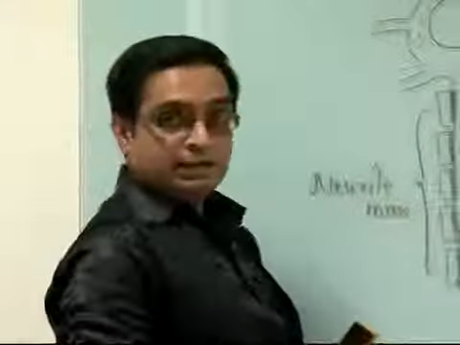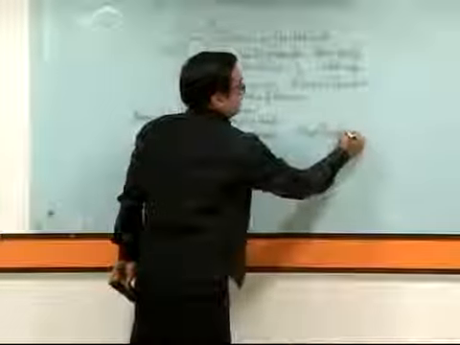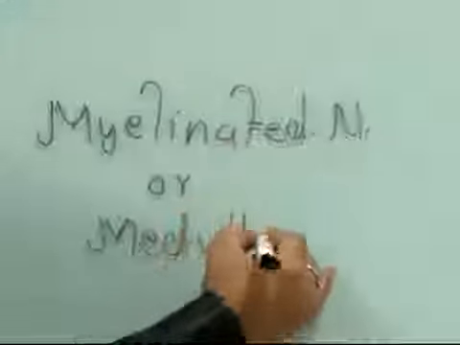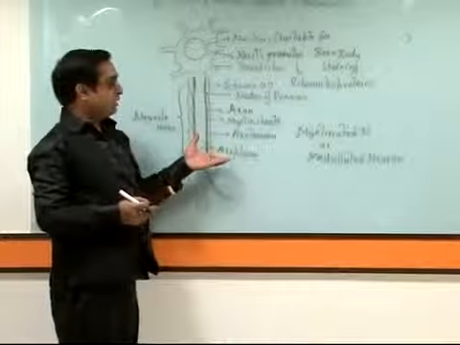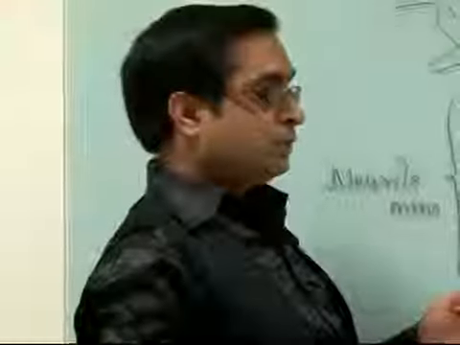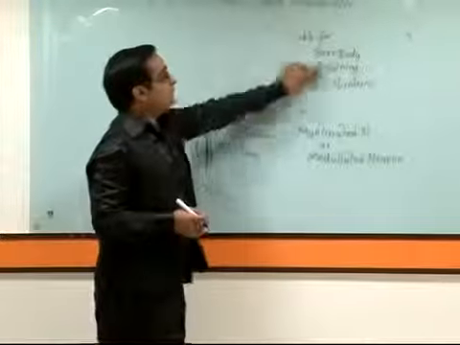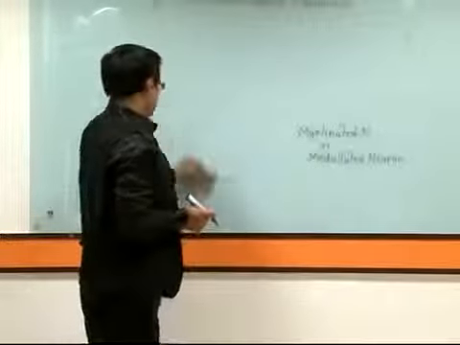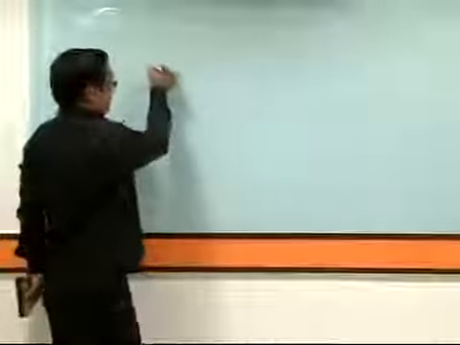This neuron is having myelin sheath, so it is called myelinated neuron. Other name is medullated neuron. All the neurons are not myelinated. There are certain neurons in our body which do not have myelin sheath. They are called unmyelinated neurons or unmedullated neurons. Now, the basic function of a neuron is to conduct nerve impulse. Now, we'll see how a neuron conducts nerve impulse.